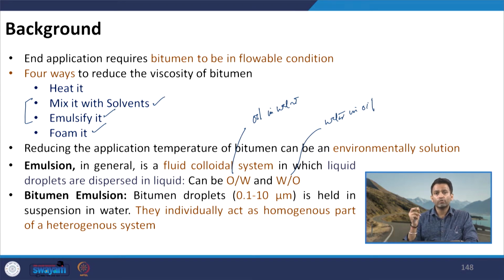So, bitumen of such small sizes is held in suspension in the water, and if you look at this entire system, it is a two phase system. Basically, the bitumen and water are themselves homogeneous in nature, so they are homogeneous parts of this heterogeneous biphasic system.